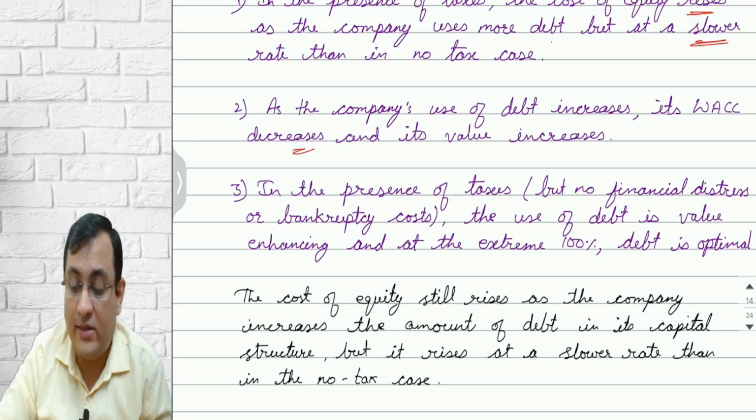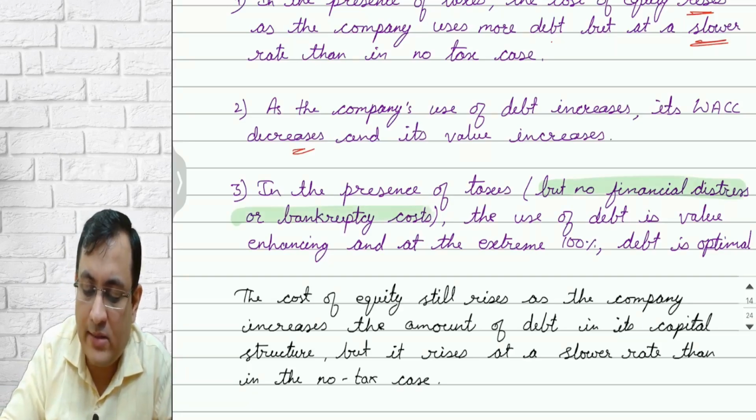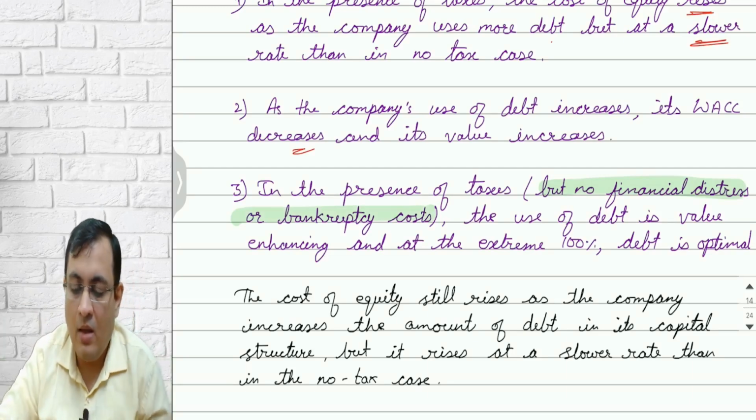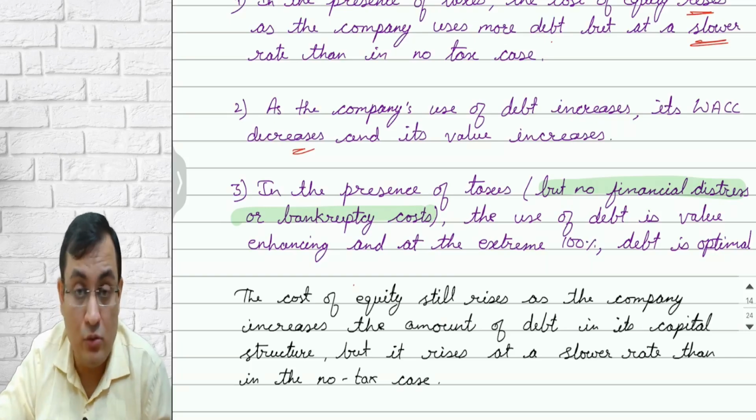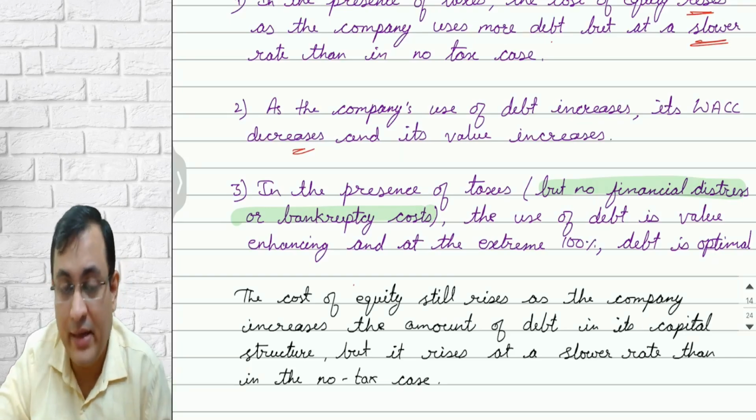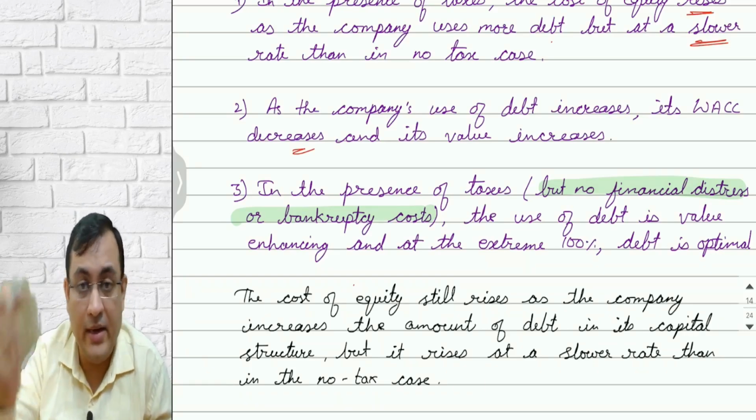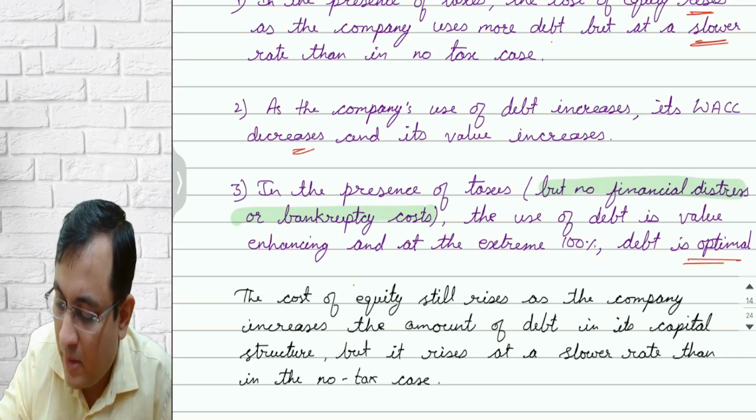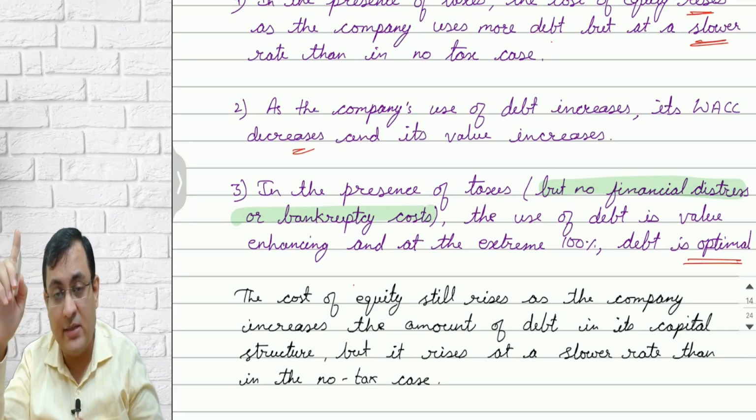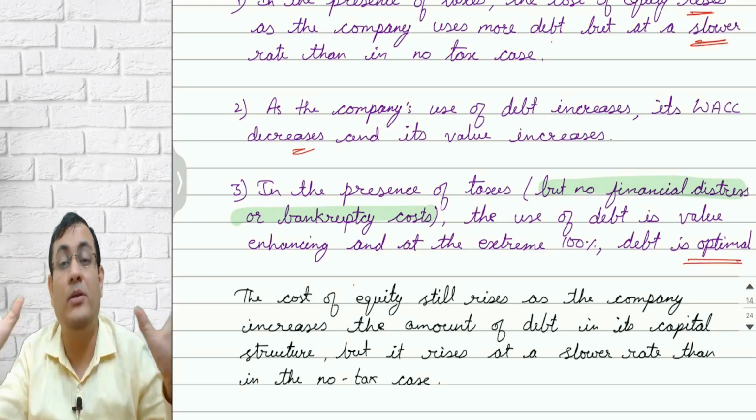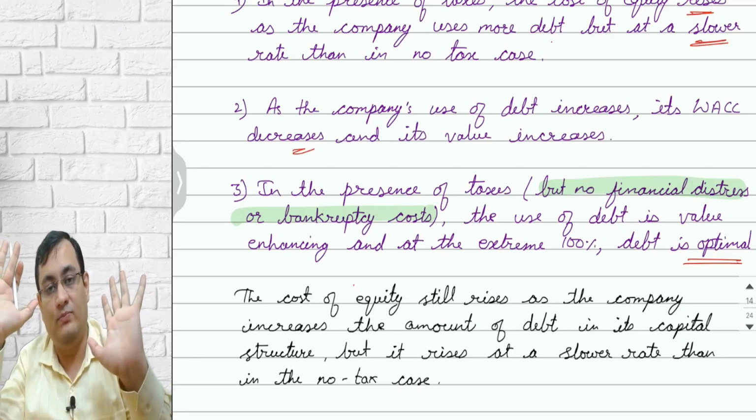In the presence of tax, and of course the assumption is there is no financial distress, which will be improved in the next theorem, the use of debt is value enhancing. Use of debt is value enhancing because we are getting tax advantage of that 15 rupees extra amount. And at the extreme, theoretically 100% debt is the optimum. So first of all, the approach without tax says capital structure is irrelevant. VL and VU will be the same. You can keep any capital structure.